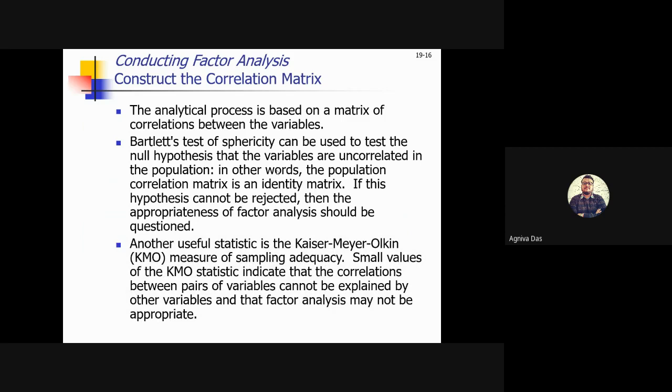Another useful statistic is the Kaiser-Meyer-Olkin measure of sampling adequacy. Again, smaller values of KMO mean that it will be inappropriate to use factor analysis. We need higher values. Ideally it should be greater than 0.6 or 0.7. If it is between 0.5 and 0.6, based on your judgment, if you want to keep it, you can keep it. If you want to discard, you can discard. But if the KMO statistic is coming out to be less than 0.5, then in general theory, it is not recommended that you go forward with factor analysis.